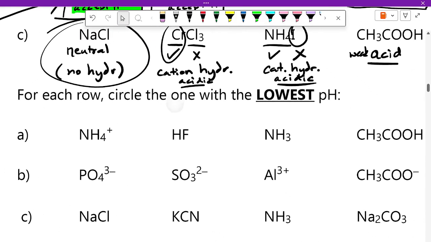Do you want me to do the same thing for number 4, or do you feel like you've got it at this point? Okay, very cool. Any other questions from anything hydrolysis related?